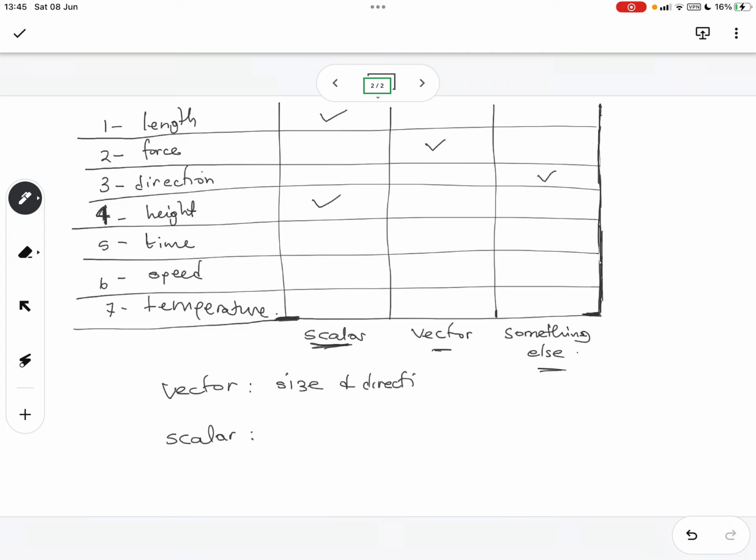Something else. Why? Or something else? Because no, it's a scalar. Yes. So time is a scalar. Size and direction.